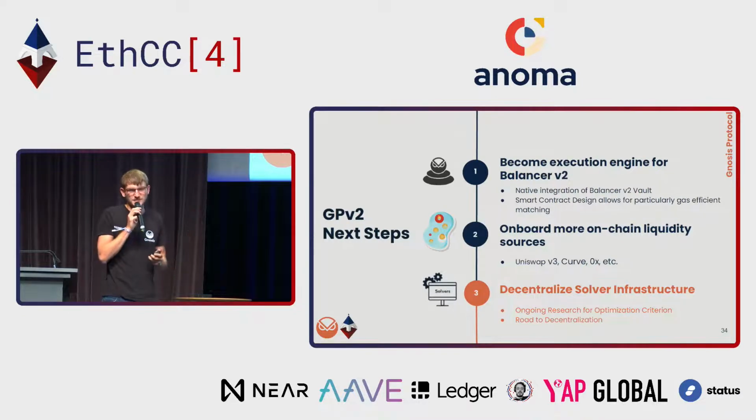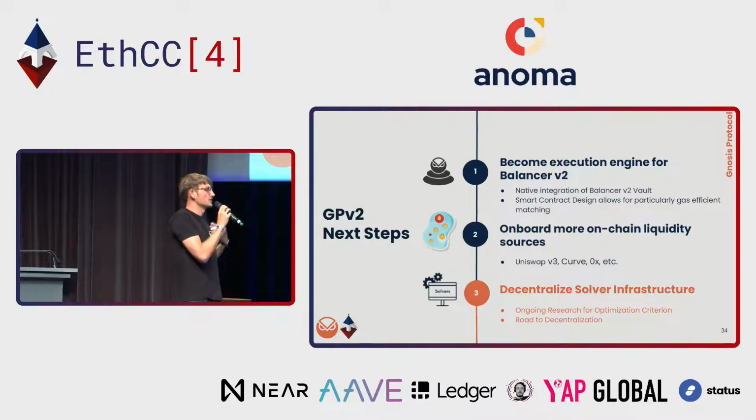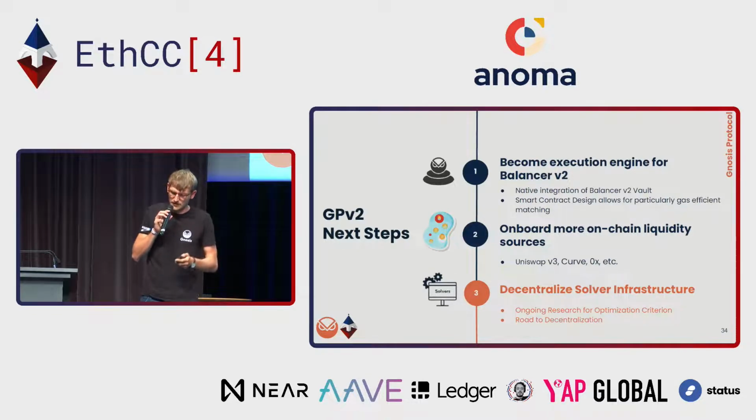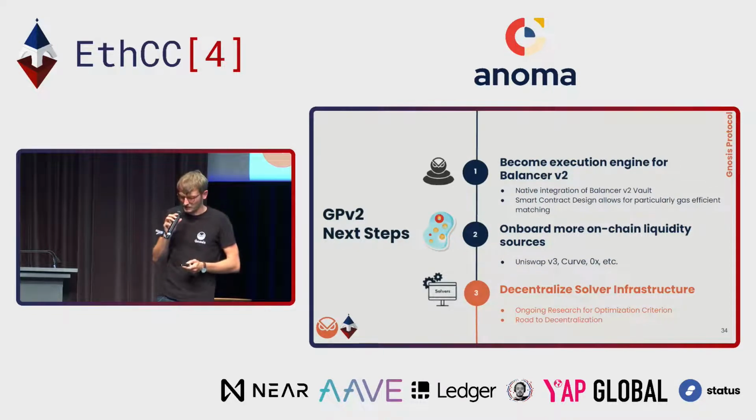And then, of course, we want to decentralize the solver infrastructure, because at the moment, we run most of them. And so if they go down or if there's a problem, then we don't want to be in charge. We don't want to be in control of this protocol. It should be a decentralized competition. And for that, we offer grants. We offer rewards as well. And that is the third step on the roadmap.